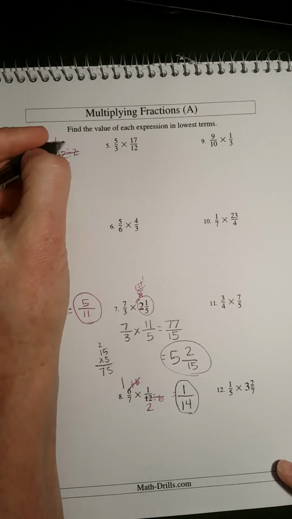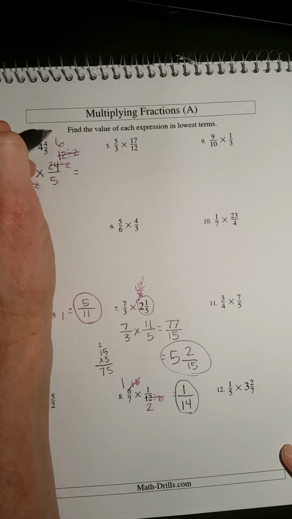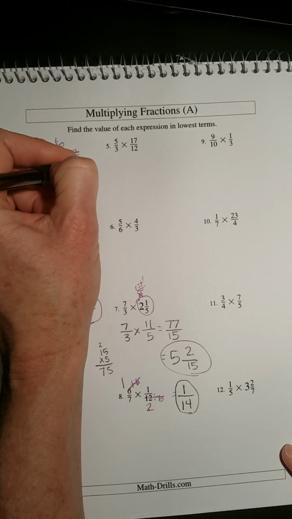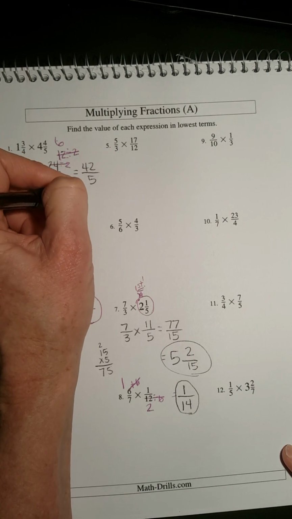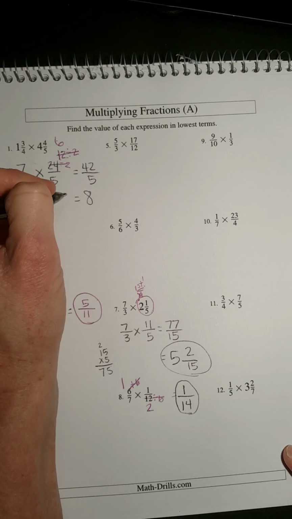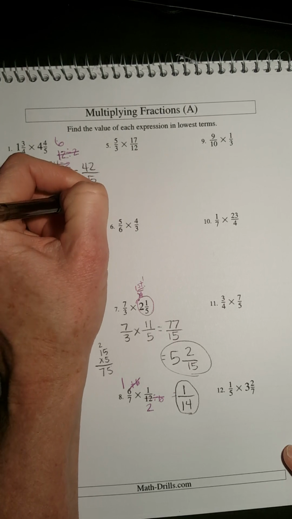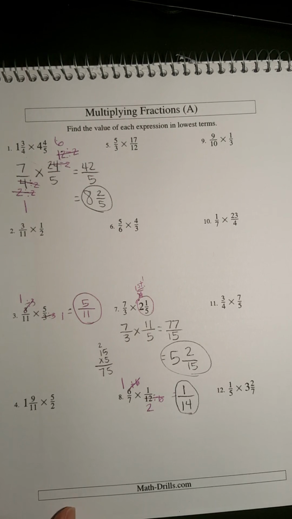Okay, this is kind of a messy problem, so just be careful. 7 times 6 is your answer here, which is 42, over 1 times 5, which is 5. And if it's going to a mixed number, 5 goes into 42 8 times with a remainder of 2 over the denominator. Okay, that is your multiplication practice problems.